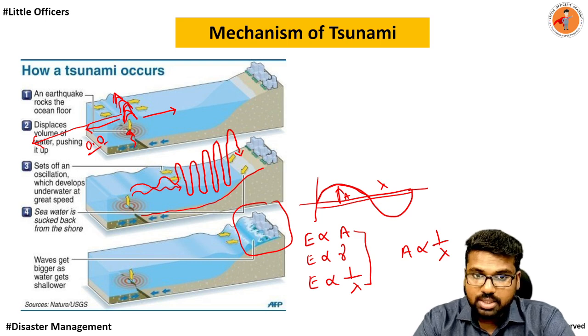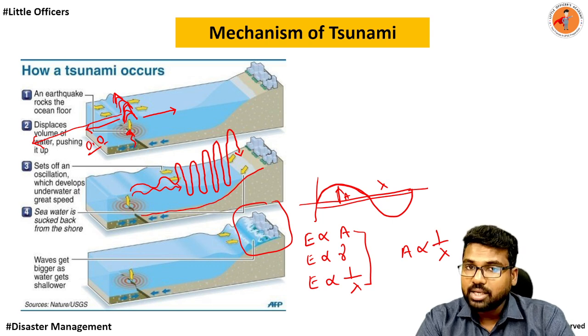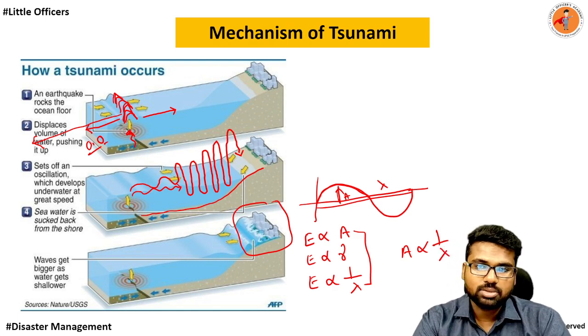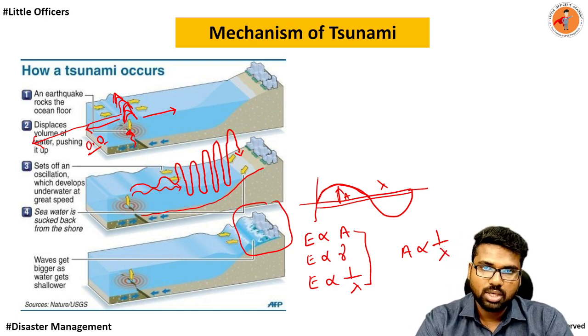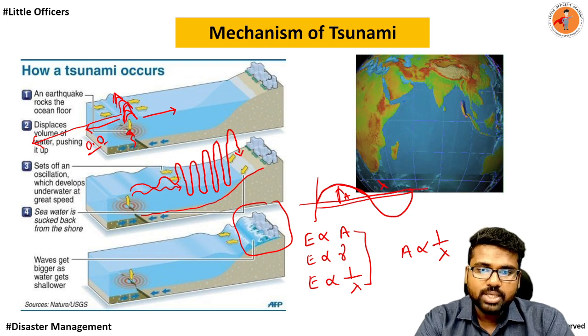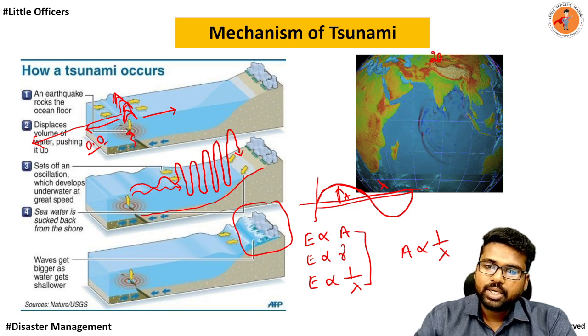Now this is the mechanism of it. So what are the recent occurrences from an Indian perspective? See, even now there are some locations. Recently Japan has seen a tsunami, Indonesia has seen a tsunami, but in India, what is the tsunami that we have seen? The one which happened in 2004.